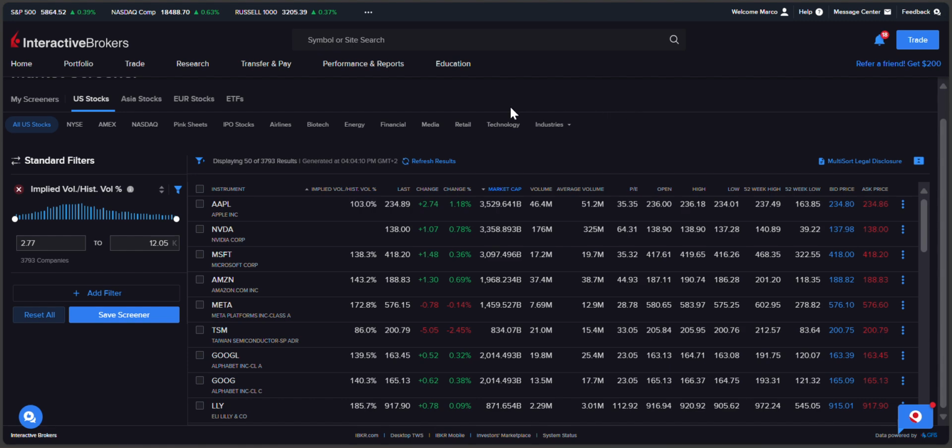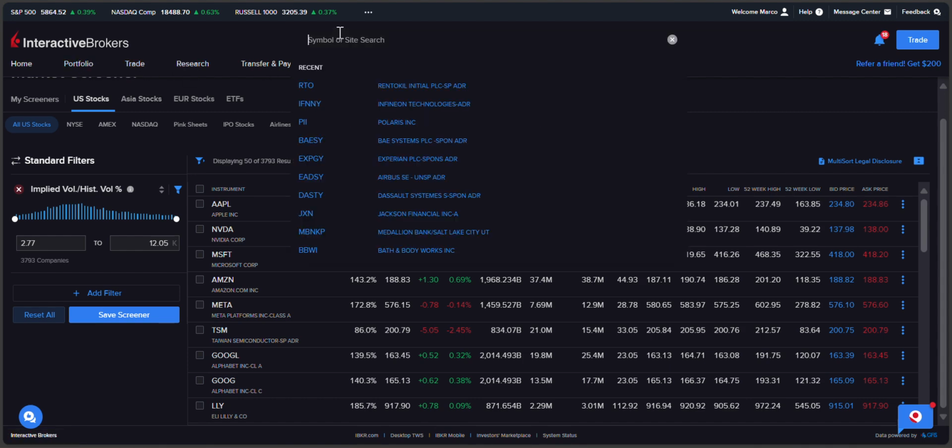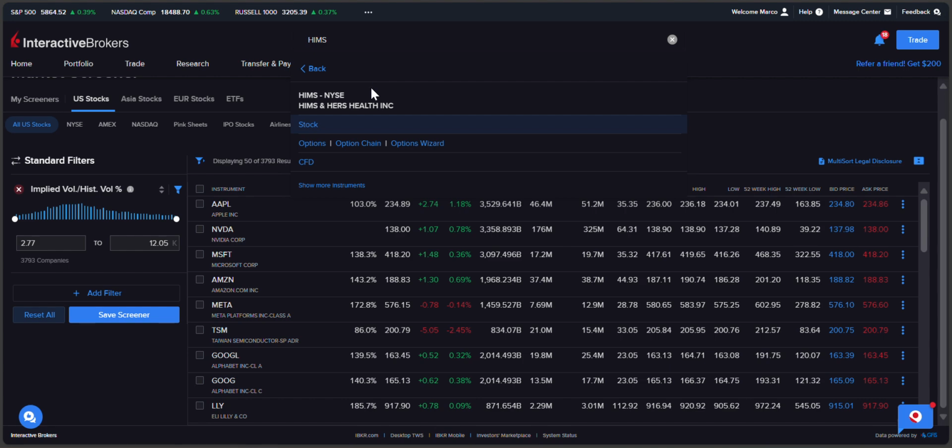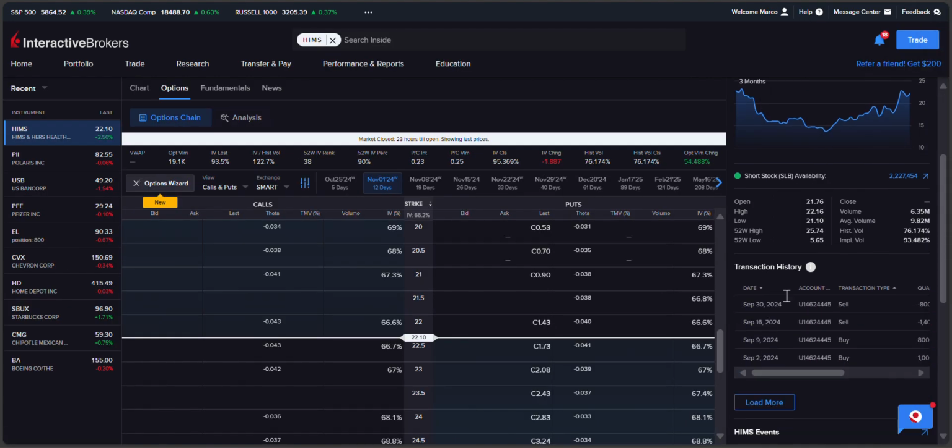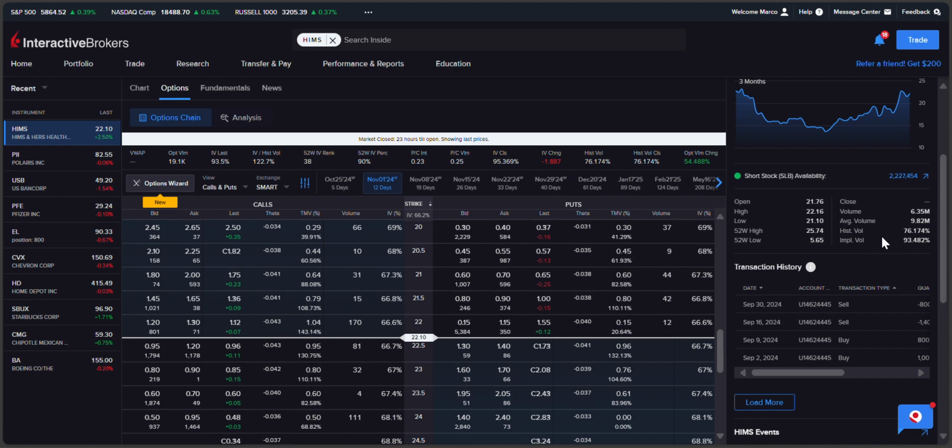You cannot compare the historical volatility of a stock which is low to the implied volatility of a stock which is by nature much more volatile, all right. And so to come back to the examples that I gave, if you use the HIMS stock as an example, and the implied volatility of HIMS is, let's just say, 50%, it's a very low implied volatility. And why is that? Because historical volatility is 76%.